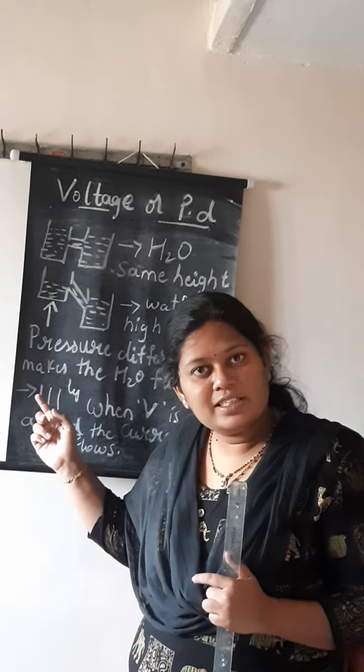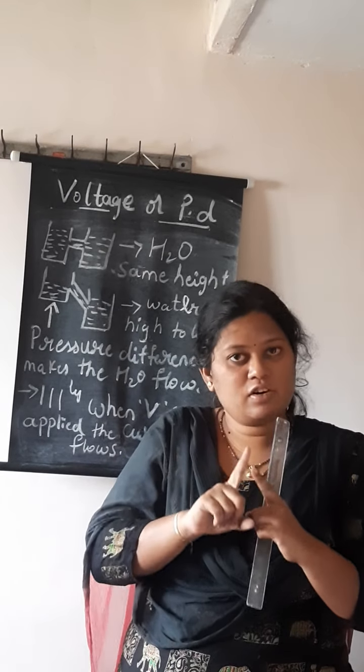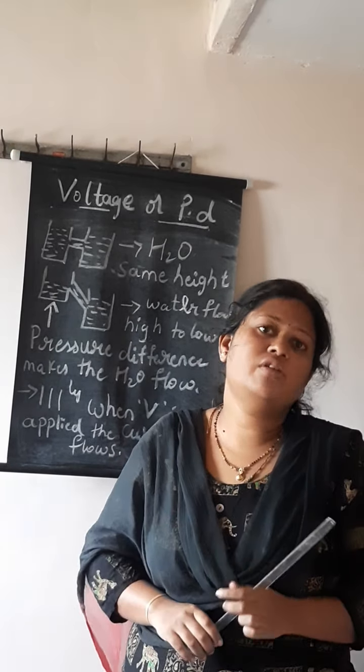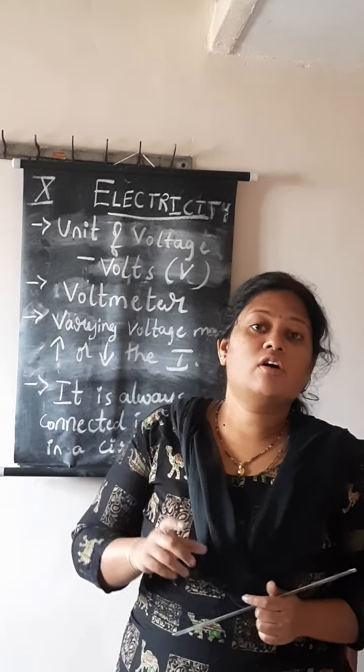How is the potential difference provided in the case of the electric circuit? In the case of water, the pressure difference makes the water flow. But in the case of electric current, which we are studying here, this pressure difference, that is the potential difference or voltage, is provided by the terminals of the battery, positive and negative. Whenever we connect a battery, children, the chemical reaction in the battery produces the potential difference across its terminals and hence makes the current flow. That is called voltage. As we studied, the unit of charge is coulomb, the unit of current is ampere, and the unit of voltage is volts.